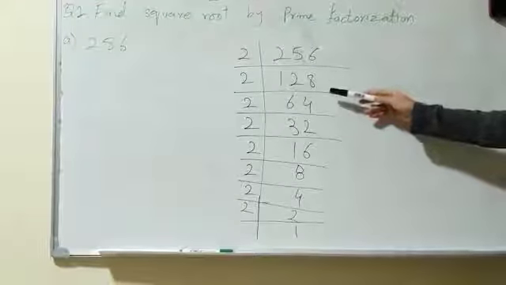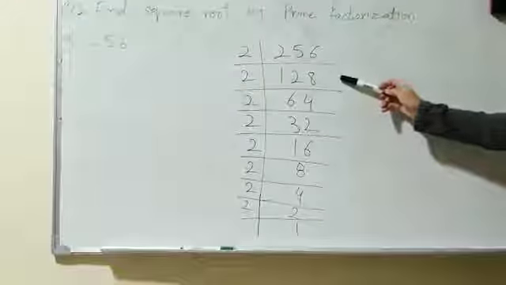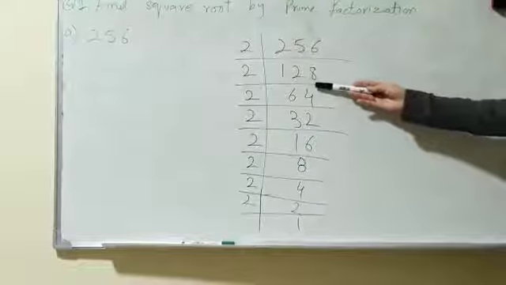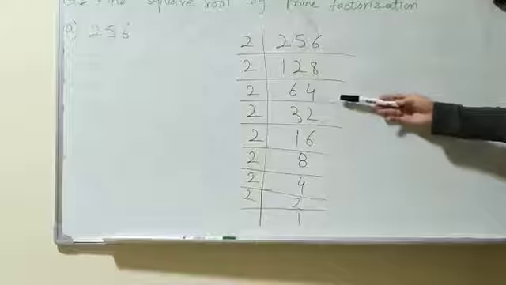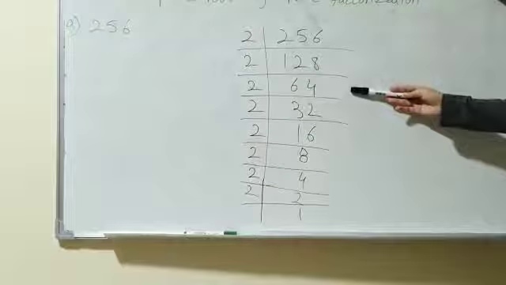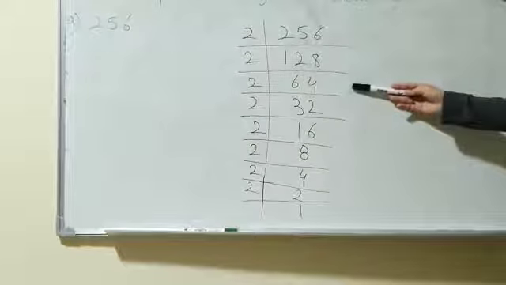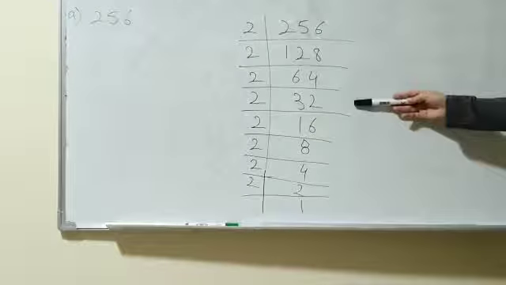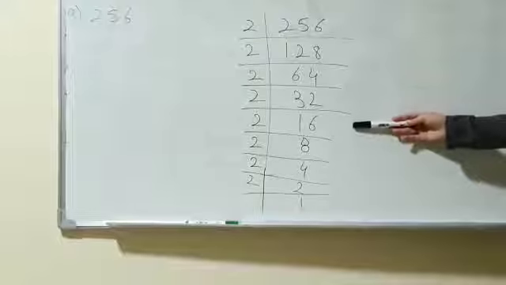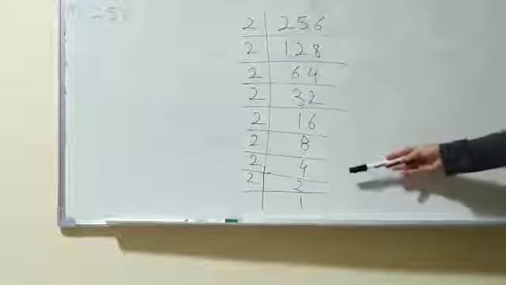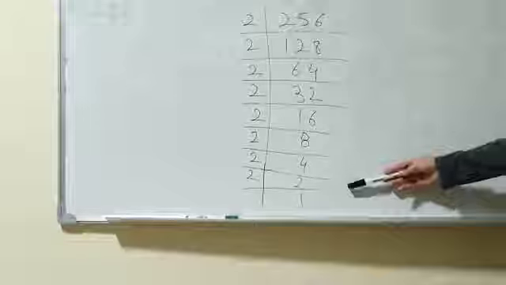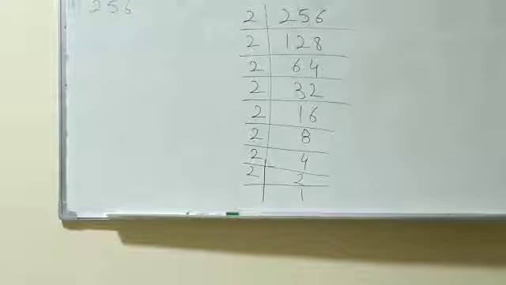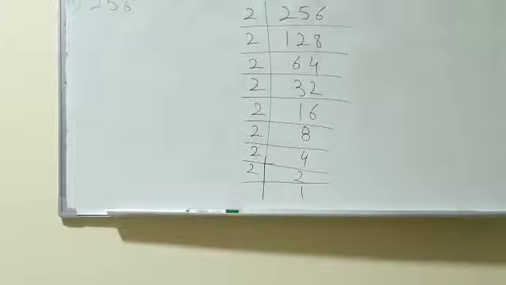Now again 128 is an even number, so we can start its factorization by 2. We will get 64. Now again 64 is an even number, we can continue by the least prime factor, that is 2. 2 3s are 6, 2 2s are 4. Now 32 is again an even number, we will continue by 2. 2 16s are 32, 2 8s are 16, 2 4s are 8, 2 2s are 4, and 2 1s are 2. So this is the prime factorization of 256, and we are getting a total of 8 factors for this, which are 2.